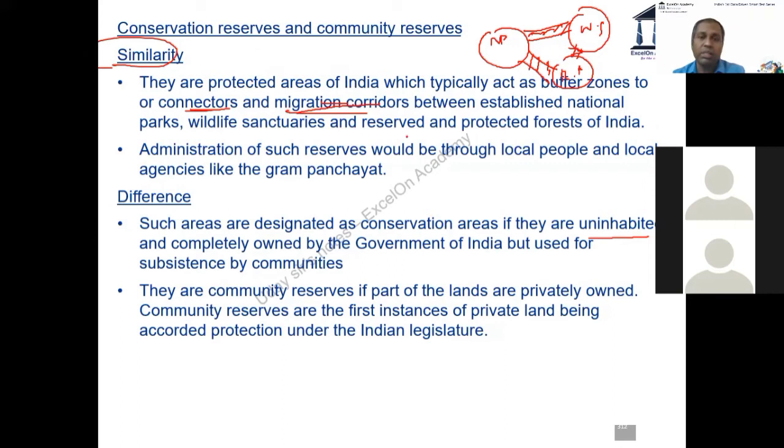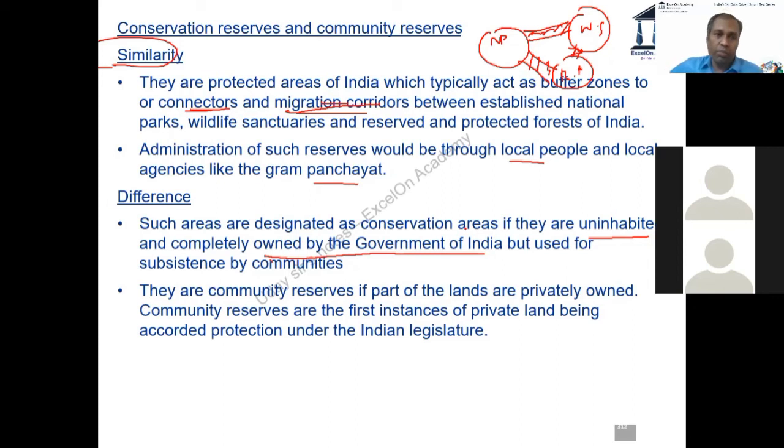And in this, the administration of these areas is also done by local people or the Gram Panchayat. Both of them are administered by Gram Panchayat. So here again, it's a play of words. Both are administered by Gram Panchayat, but conservation reserve is owned by the government of India. So this is a good potential area for a question to confuse someone based on what they ask.